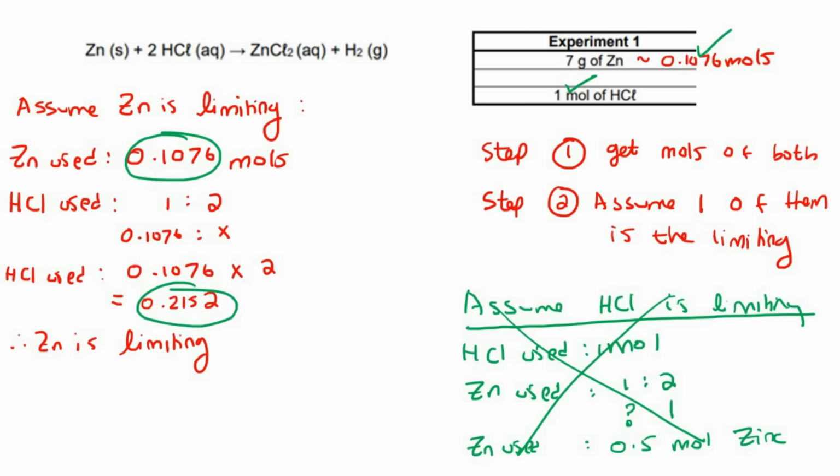So it's as long as you have enough. So in this scenario, we have enough, but in this scenario, there was a little bit of a problem because the zinc was 0.5, but we only have 0.1. So there's something wrong with this one, and so it cannot be that HCl is limiting, and so it has to be that zinc is limiting.